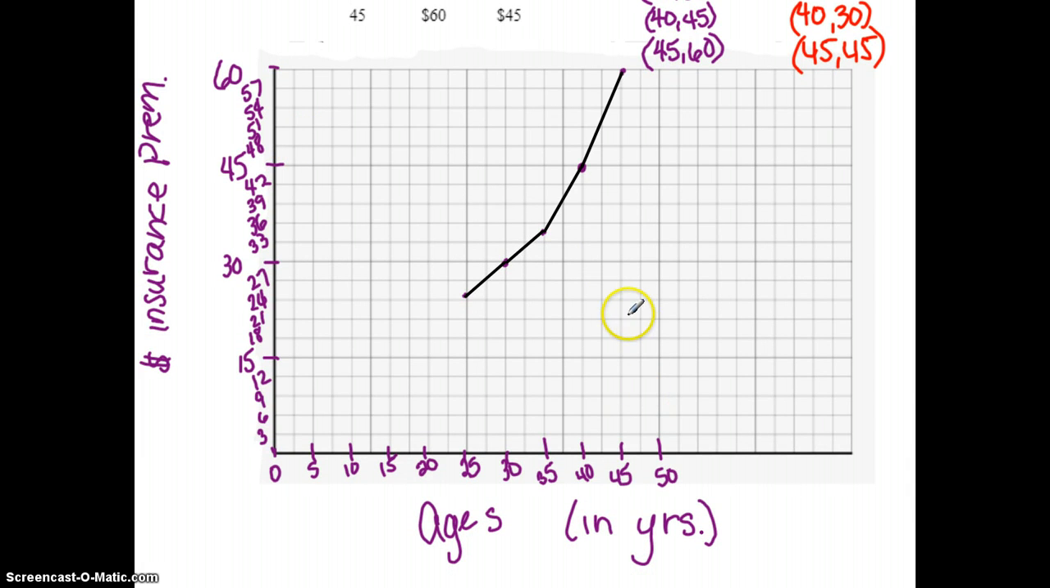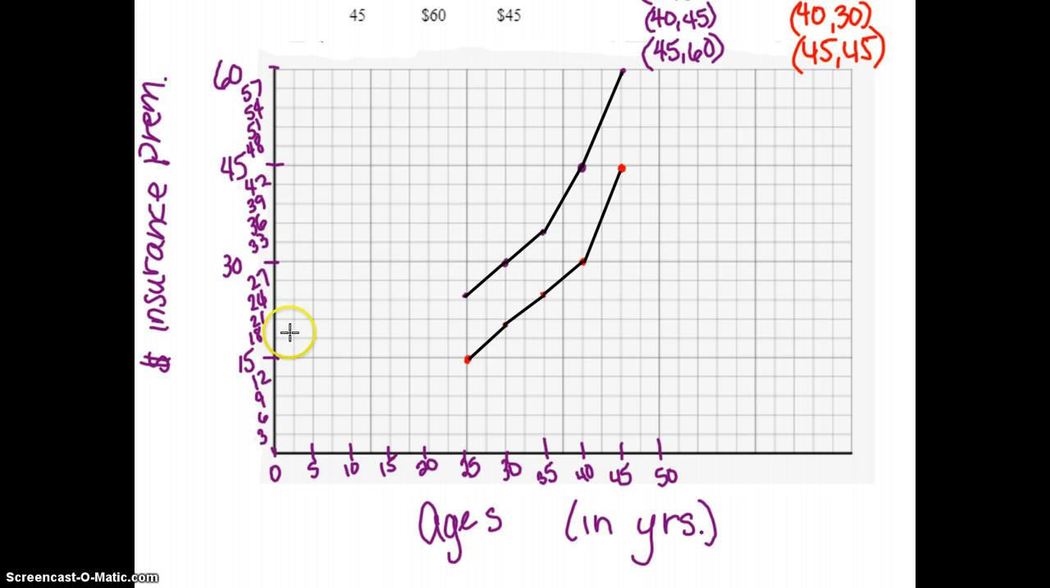So the first one that I have is 25, 15. And then 30, 20. 35, 25. 40, 30. And 45, 45. Now again, we need to make our lines straight between the points. So you have to be able to kind of mark them.